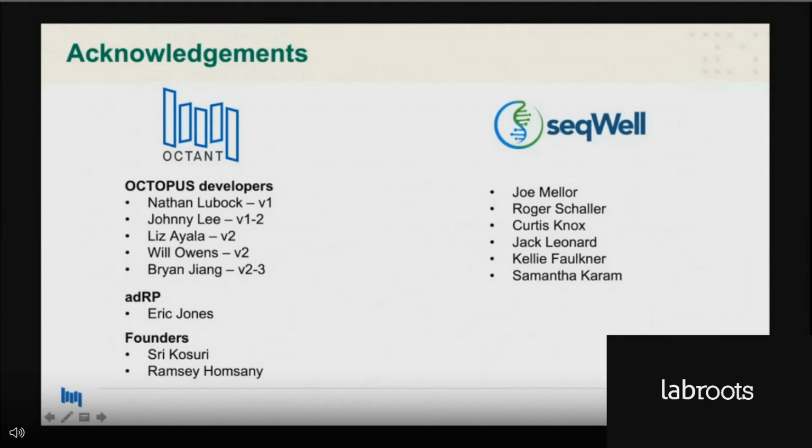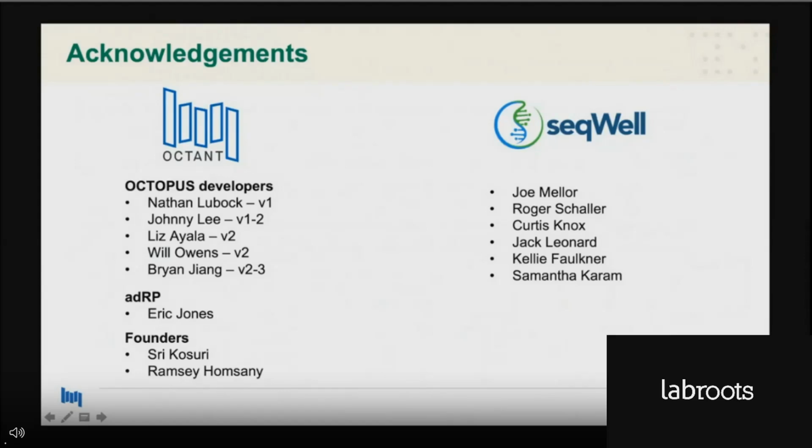Johnny was that first RA we talked about, made a lot of improvements to V1 and V2. Liz was a second RA runner. She made some improvements to the wet work. Will kind of spruced up the analysis pipeline for us a little bit. And then Bryan has done a lot of improvements to V2 and V3 and is the current runner for us right now.